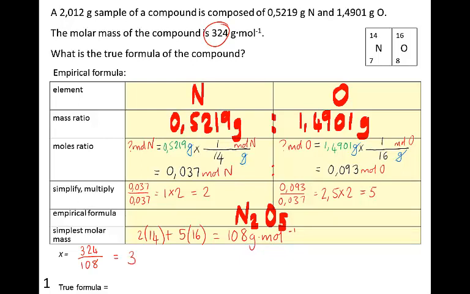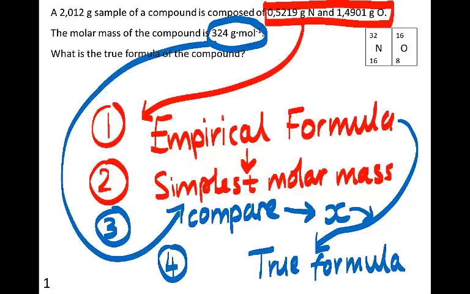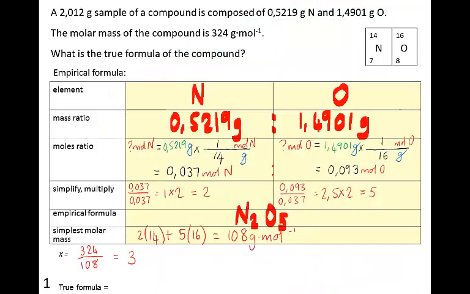So this is 3 times greater than that. You can anyway see that. 8 times 3 is 24, and 100 times 3 is 300. So that makes 324. The final step is then to use that factor, 3 in this case, to inflate, to increase the empirical formula to get the true formula. So we must multiply each of these small numbers by 3. So N, 2 times 3 is 6, O, 5 times 3 is 15. N6O15. That is the true formula of this compound.